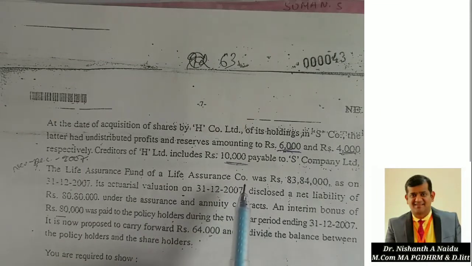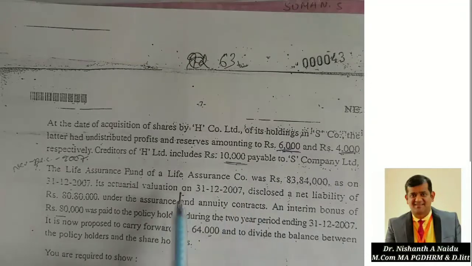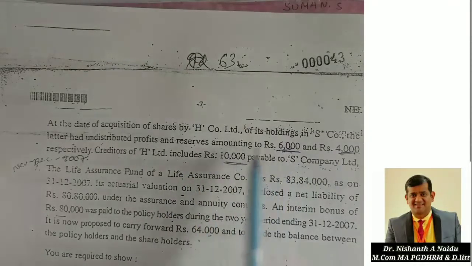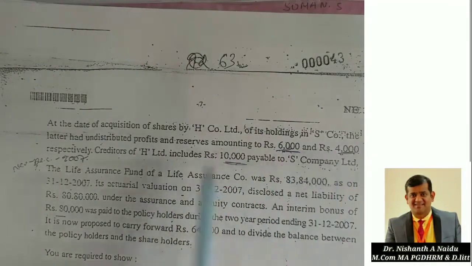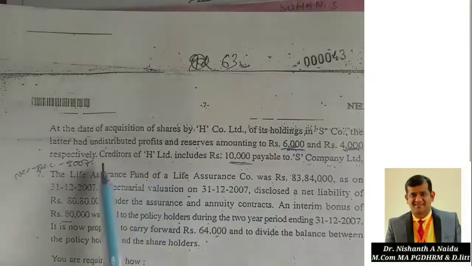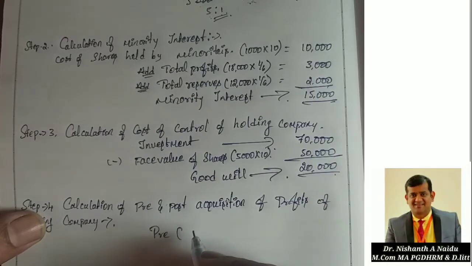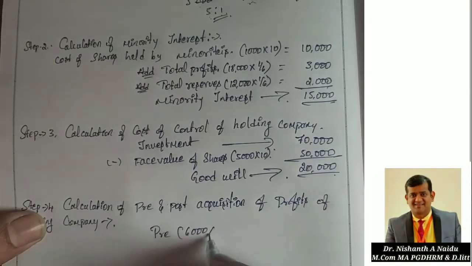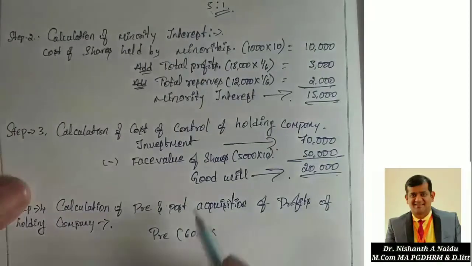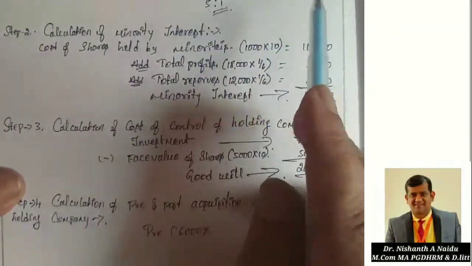So this we call a mutual transfer, 10,000. Now you should remember three items: profits 6,000, reserves 4,000, then mutual transfers 10,000. Okay, so pre undistributed profit. How much do we have? 6,000, right? What is the majority ratio we have got? 5/6, correct?